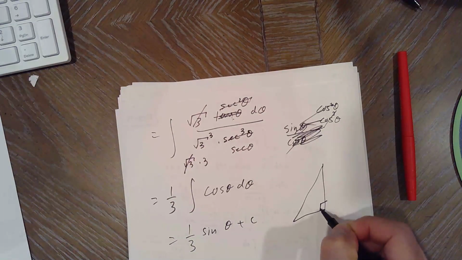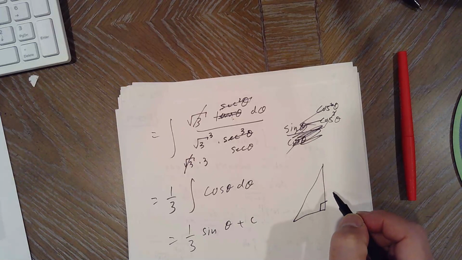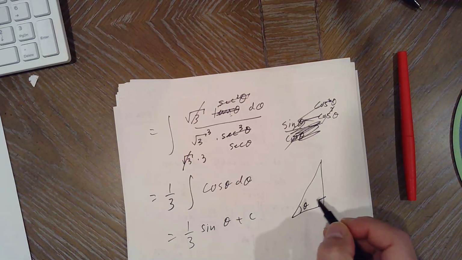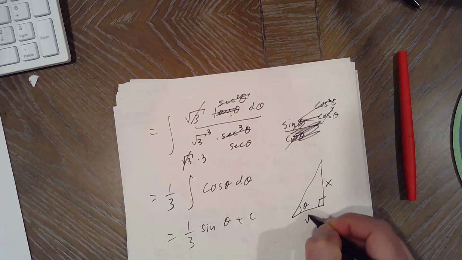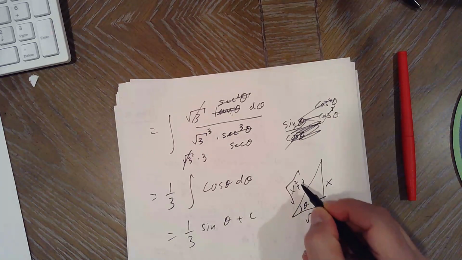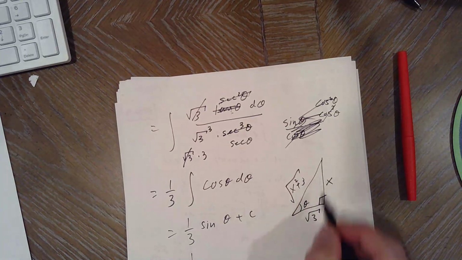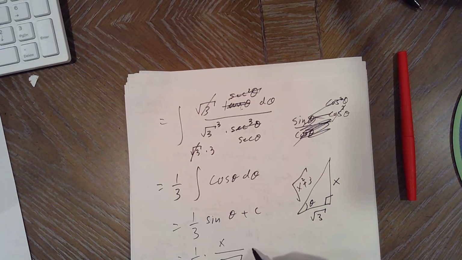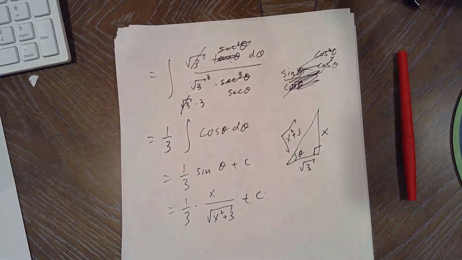And if we go back to the triangle, we let x equal root 3 tangent. So tangent theta is x, opposite over adjacent, so the hypotenuse would be root x squared plus 3. So sine theta is opposite over hypotenuse, plus c. All right, so that ends 7.3.